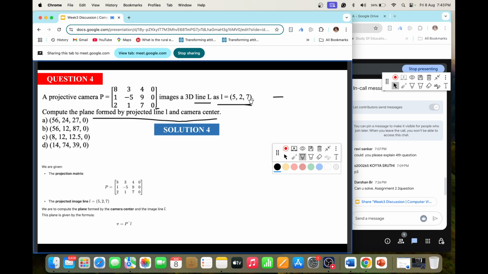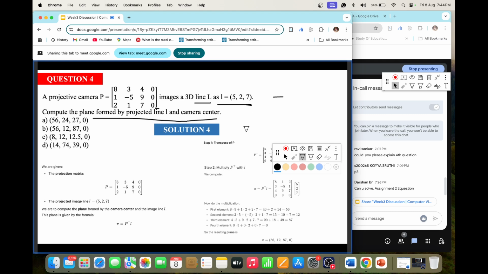That is 5, 2, 7. Whenever you convert P into its transpose, earlier it was 3 cross 4, but after transposing it is 4 cross 3, and L will be 3 cross 1. So your answer will come like this. It is very simple. 4 cross 3 times 3 cross 1, so your answer will be 4 cross 1.